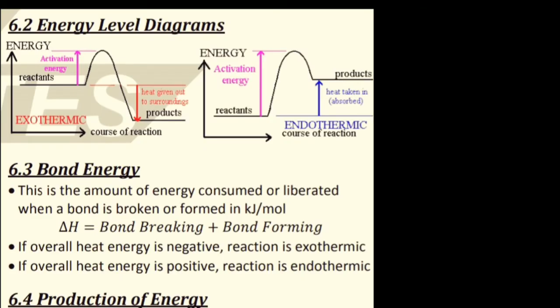Next one we have to discuss here, energy level diagram. We already discussed exothermic and endothermic reactions. See the energy level diagram for an exothermic reaction. In an energy level diagram, the x-axis is time duration and the y-axis is energy. In an exothermic reaction, the energy of the reactants will be higher and the energy of the products will be lower. And in an endothermic reaction, the energy of the reactants is lower and the energy of the products is higher.